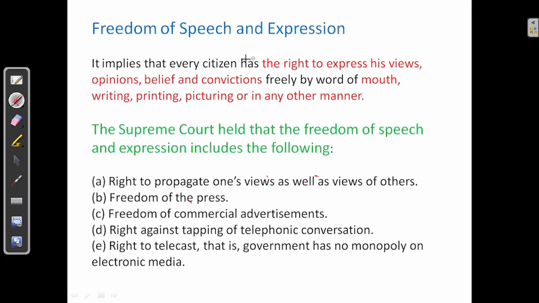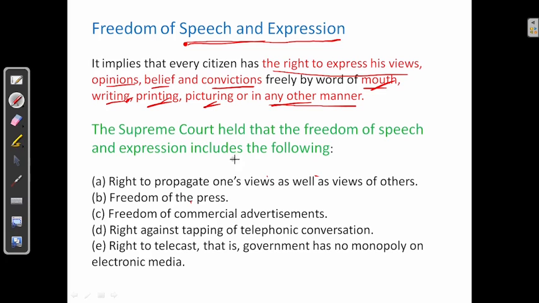First, freedom of speech and expression. It implies that every citizen has a right to express his views, opinions, beliefs, and convictions freely by word of mouth, writing, printing, picturing, or in any other manner.